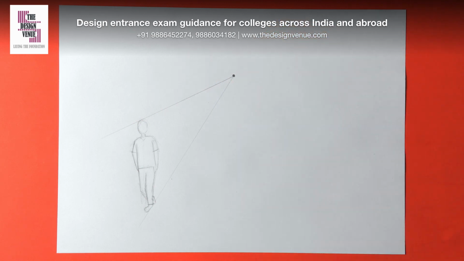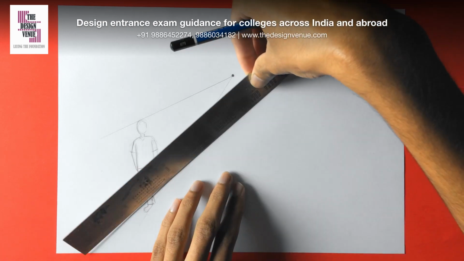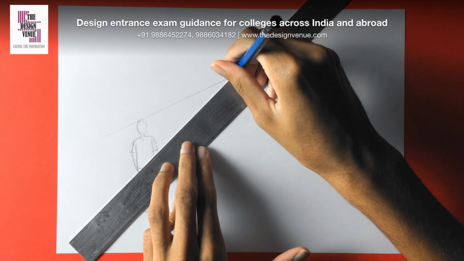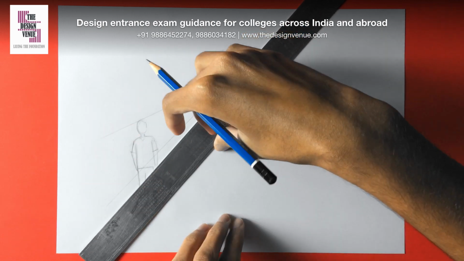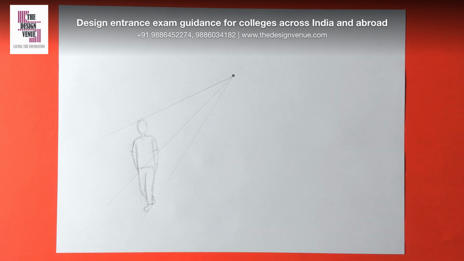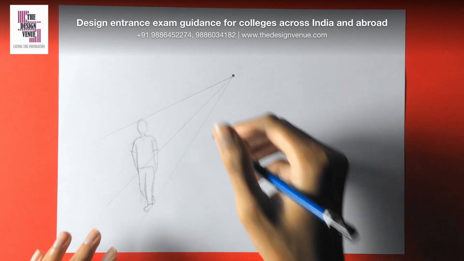The same can be said for the proportions as well. So if we see the waist height, even that will scale down if we join the line coming from the vanishing point to this waist height. So now we can draw the human being inside this area.